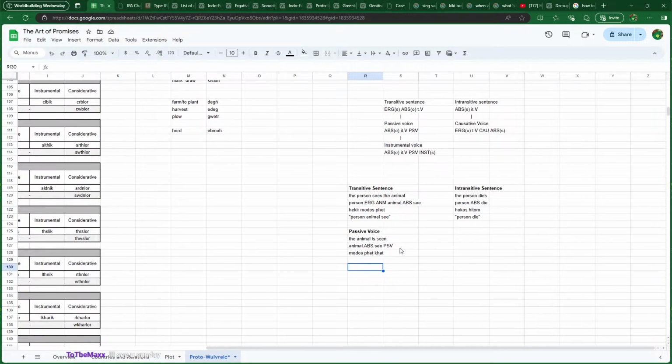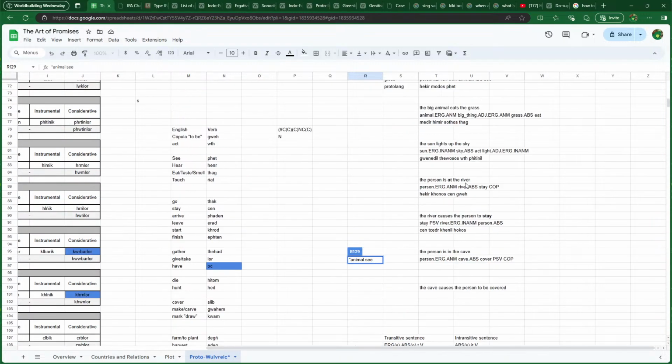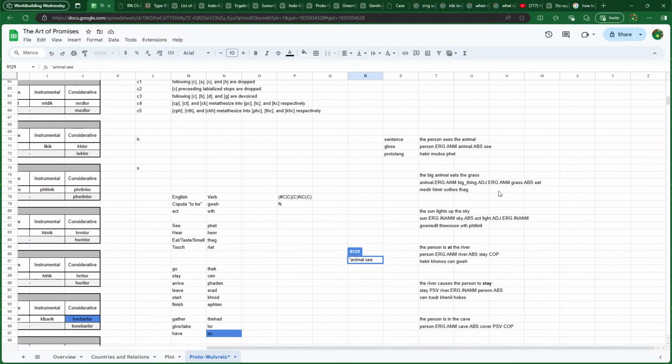Which, okay, this literally translates to animal see, and then cat came from the passive, yeah. What did we write it? What was it originally?